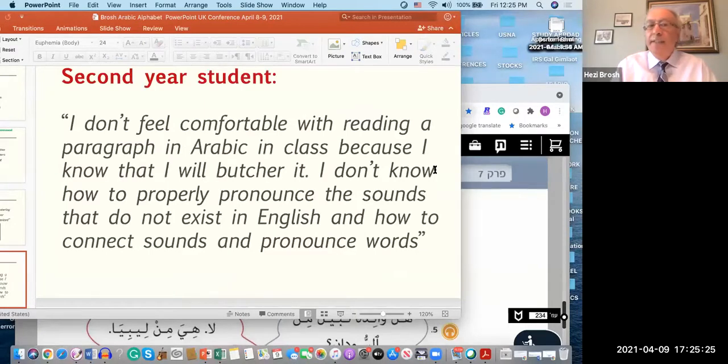Another student said, second year, I don't feel comfortable with reading a paragraph in Arabic in class because I know that I will butcher it. I don't know how to properly pronounce the sounds that do not exist in English and how to connect sounds and pronounce words.